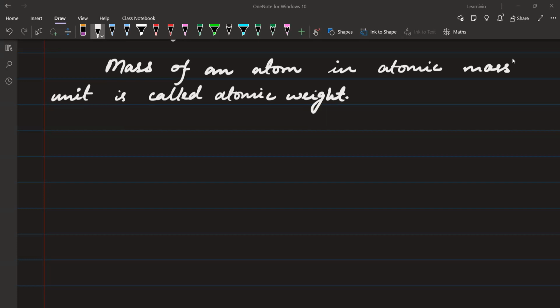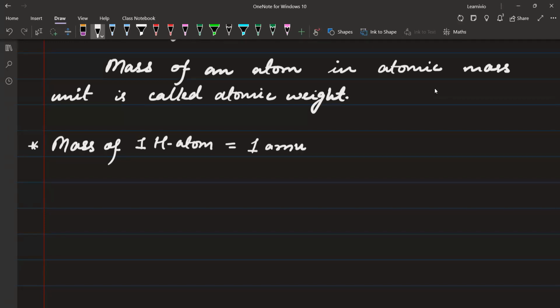So here also, in atomic mass unit, we have to choose a reference. The mass of something we will say is 1 atomic mass unit, 1 AMU. So scientists were doing many experiments and they found out that hydrogen was the lightest element. So they said the mass of 1 hydrogen atom will be equal to 1 AMU. So what is 1 AMU? It is the mass of 1 hydrogen atom.